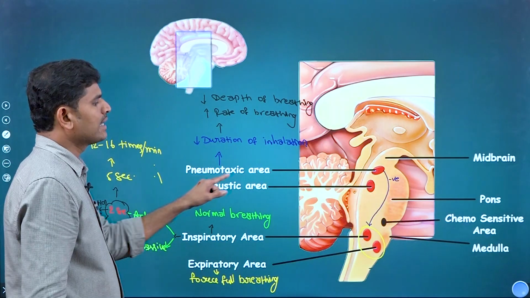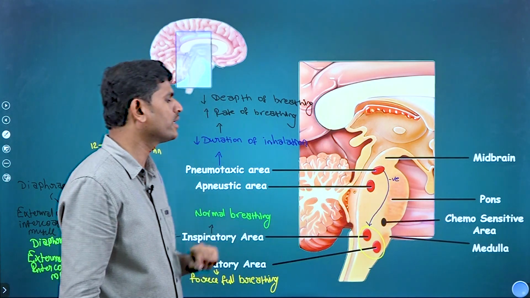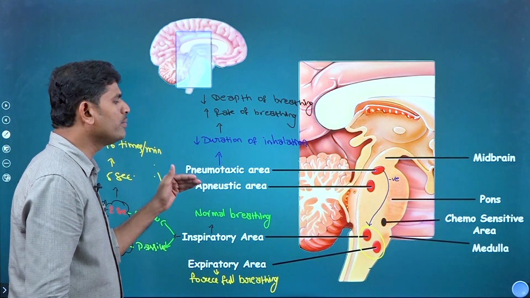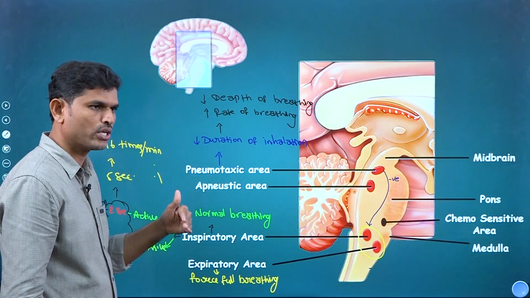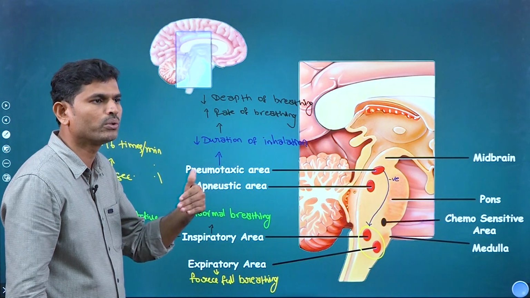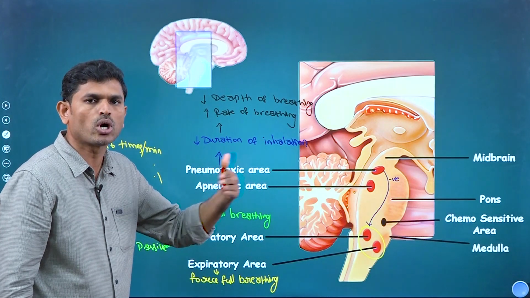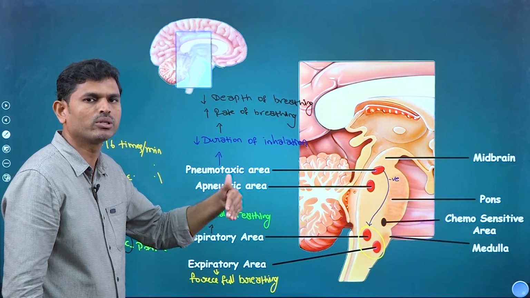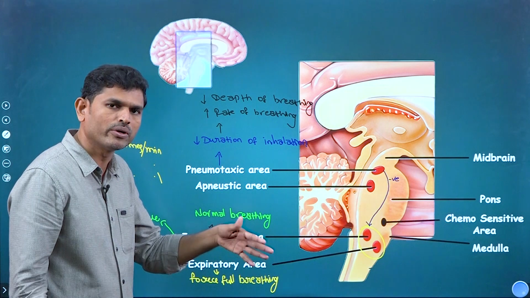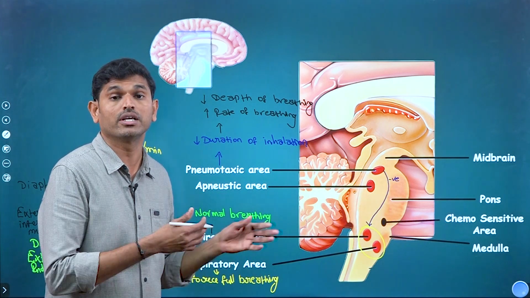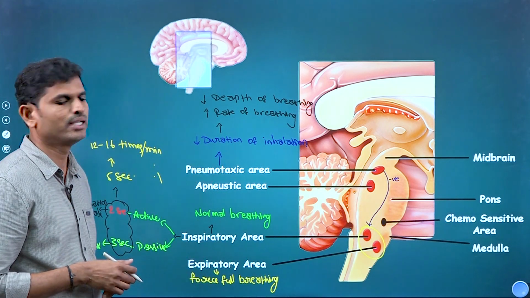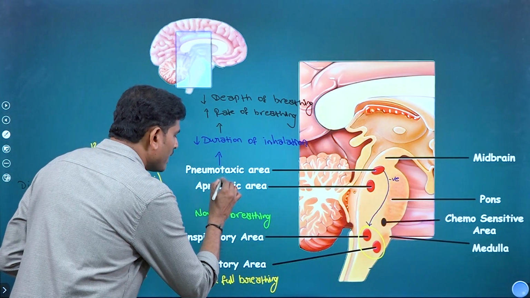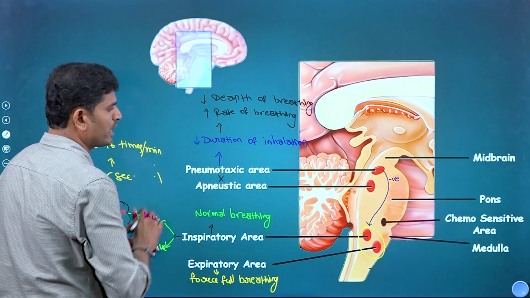So this area sends negative signals to the inspiratory area. By that it reduces the duration of inhalation. When the duration of inhalation is reduced, the rate of breathing, called short breathing, will increase. Depth of breathing will decrease while we are running very fast. This is what it does.